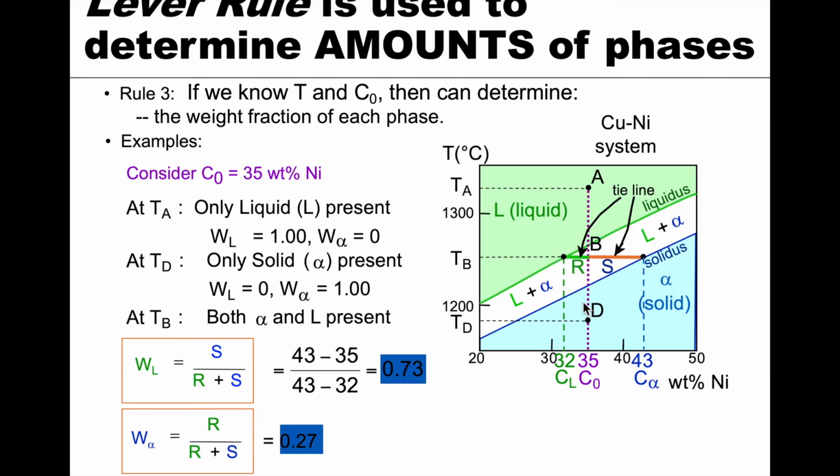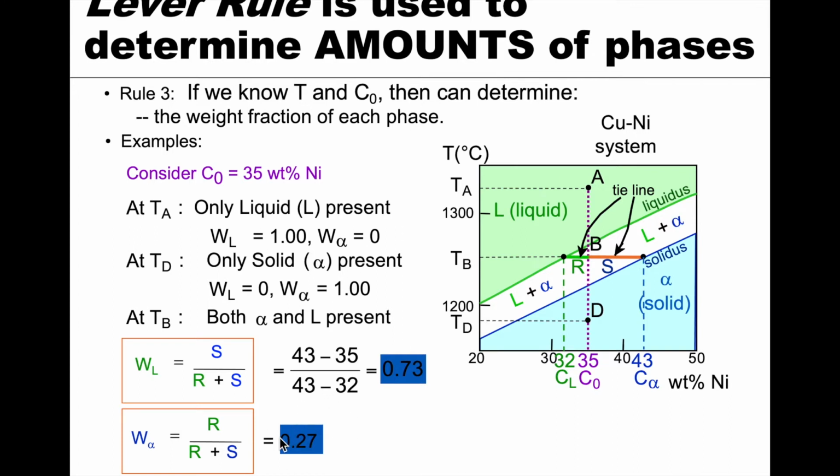And so let's just run through the numbers real quick. S is going to be equal to C alpha minus C naught. So that's 43 minus 35, which is what you see up here. And then the length of the total line is going to be C alpha minus CL, which is 32. So that's 43 minus 32. And that would give you a weight fraction of 0.73 or 73 weight percent liquid. And then the rest of it has to be alpha.